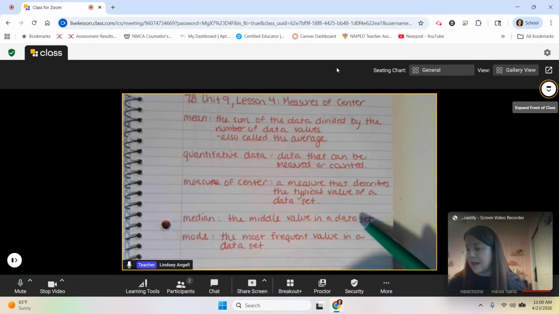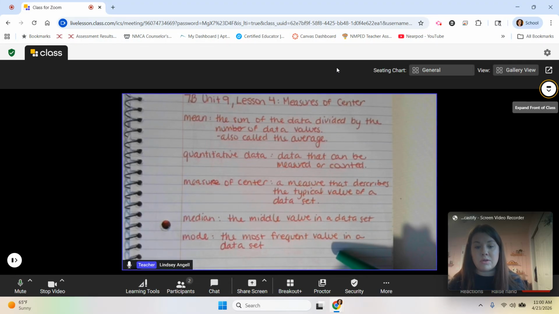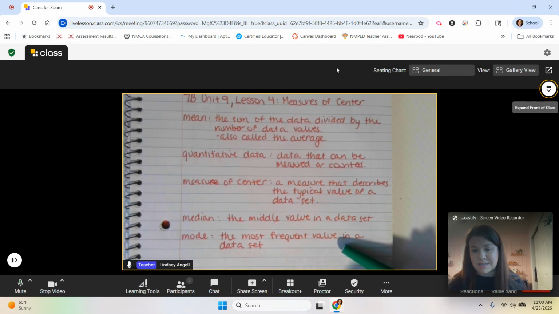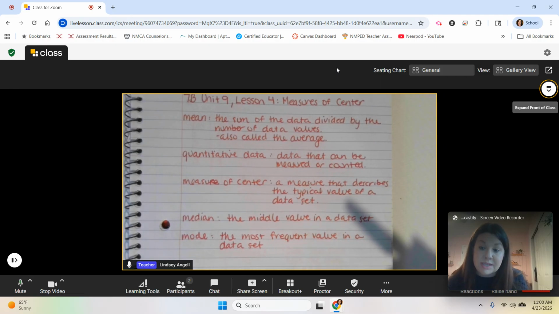Median is the middle value in a data set. Now, one important key is that the values have to be written in order to find it. And then the mode, the most frequent value in a data set. And sometimes there isn't a mode, all right? So that's important to note as well.